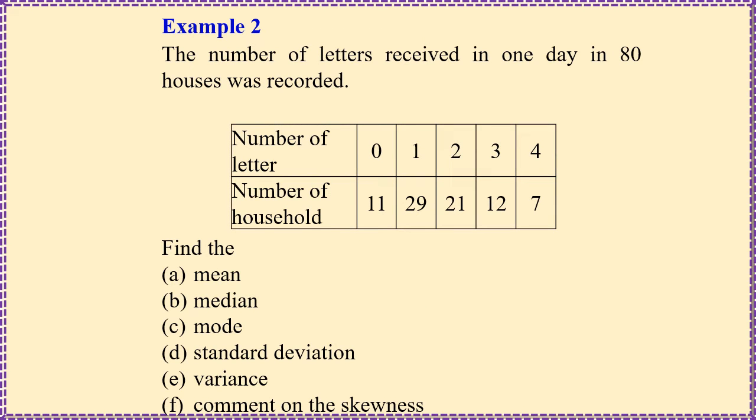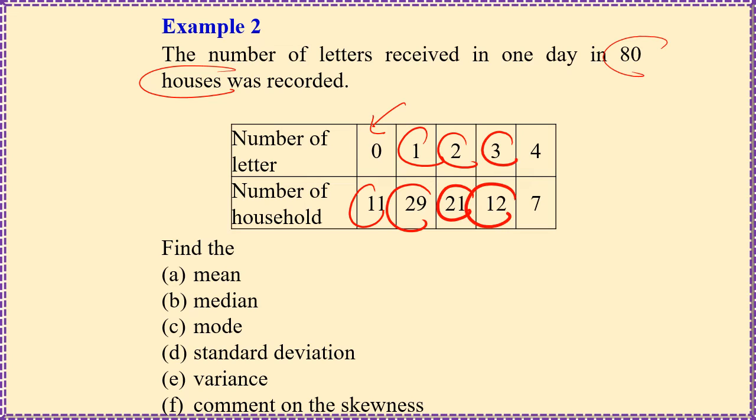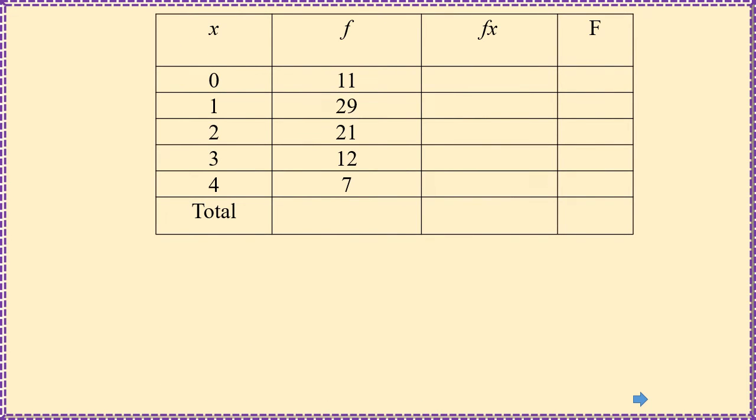Okay, so next is example 2: the number of letters received in one day in 80 houses. We have 0 letters in 11 houses, 1 letter in 29 houses, 2 letters in 21 houses, 3 letters in 12 houses, and 4 letters in 7 houses. We need to find the mean, median, mode, standard deviation, variance, and comment on the skewness. Okay, now it will be the same. We need the summation of fx for the mean, summation of fx squared for the variance and standard deviation, and for the median, we need the cumulative distribution.